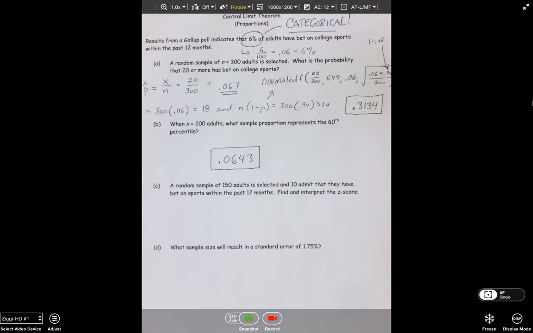Stuff set up here. A random sample of 150 adults is selected, and 10 admit that they have bet on sports within the past 12 months. Find and interpret the z-score. All right, guys, this is going to be pretty important.